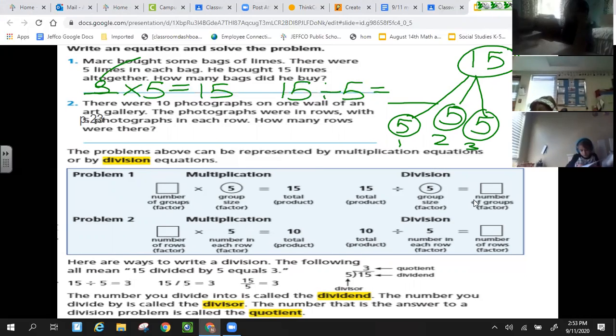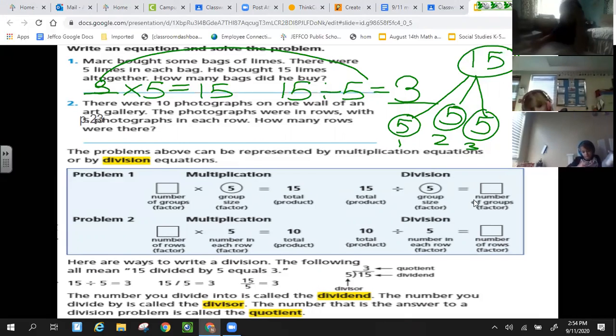Therefore, 15 divided by 5 is 3. They are the inverse operation. All we had to do is count by 5s, right? That's what we're doing in multiplication. Let's look at this next one.